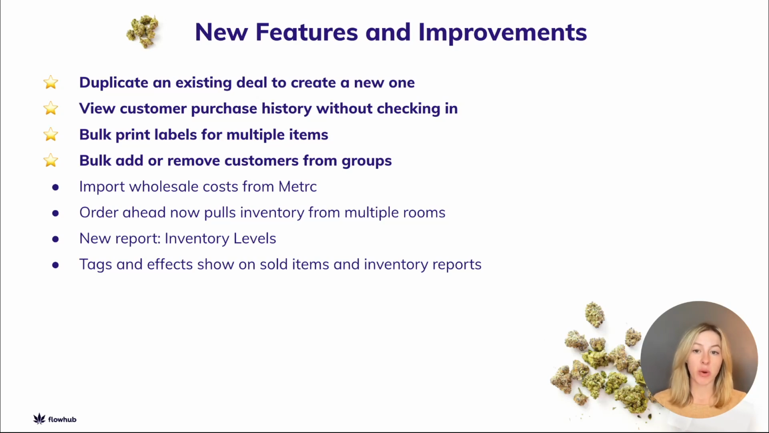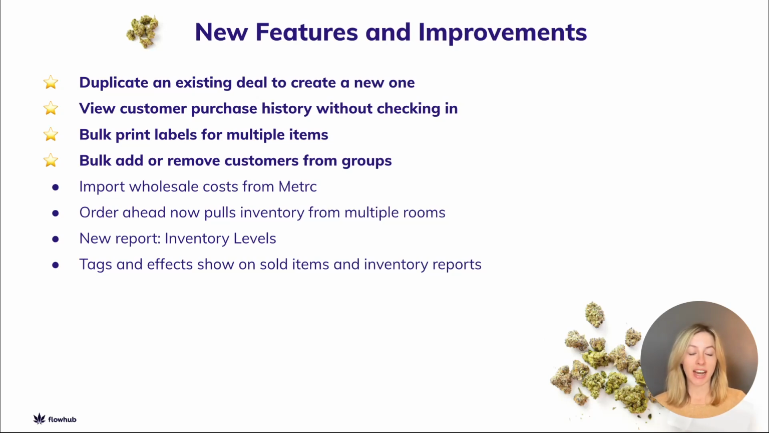We've fixed a bug with order ahead, and now we will pull inventory for multiple rooms. So if you have a quantity of one in one room and a quantity of one at the other room, and someone orders two through order ahead, we'll now pull those items from both of those rooms to complete that customer's order ahead order.